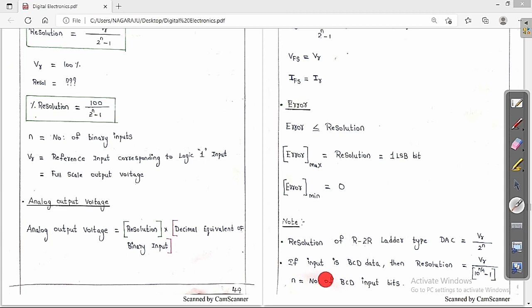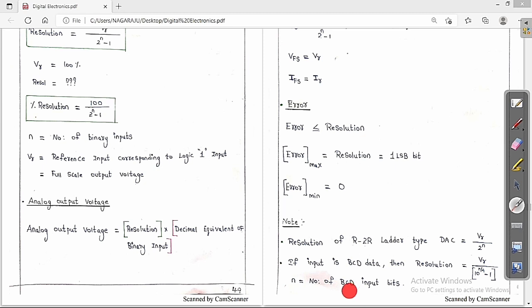Therefore, the resolution of the R2R ladder type DAC is equal to VR by 2 to the power of n, and if the input is BCD data, then resolution is equal to VR by 10 to the power of n by 4 minus 1, where n is the number of BCD input bits. This is the point that you always need to keep in your mind.